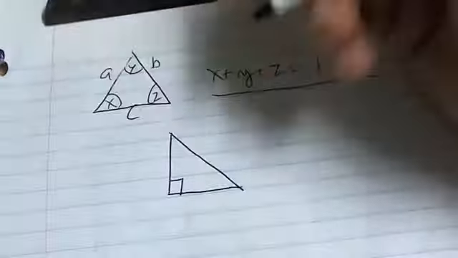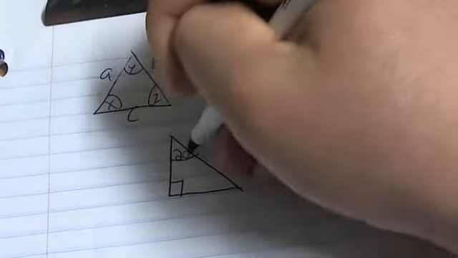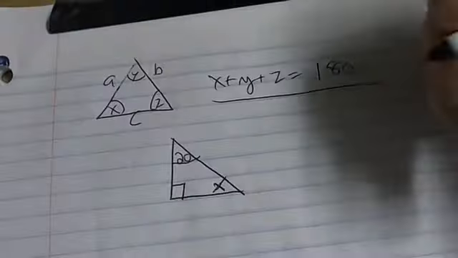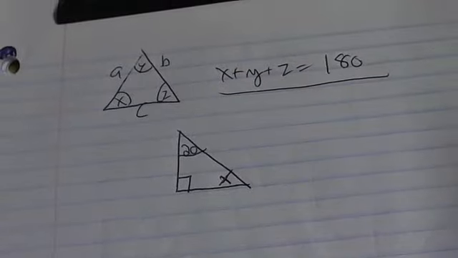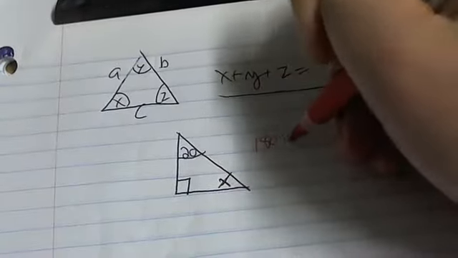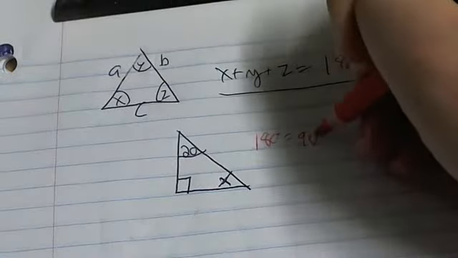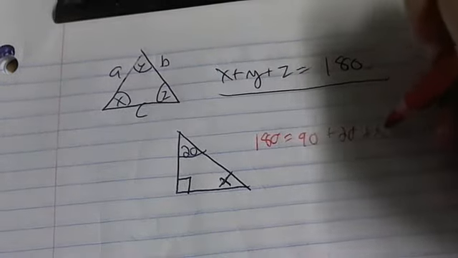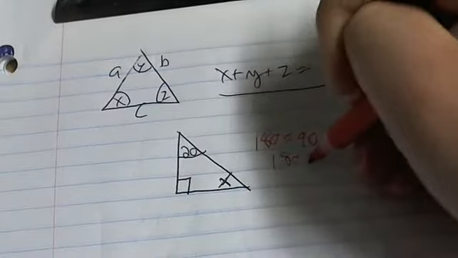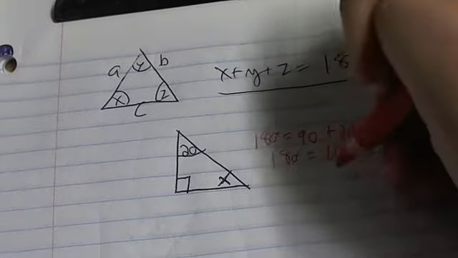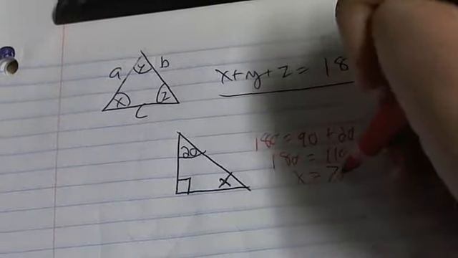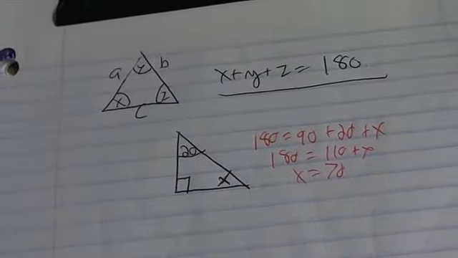So let's do an example. Everybody knows this means 90. So let's say this is 20. What is x? Well, again, everything in a triangle adds up to 180. So 180 is equal to 90 plus 20 plus x. So 180 is equal to 110 plus x. Subtract 110 from both sides. X is equal to 70.